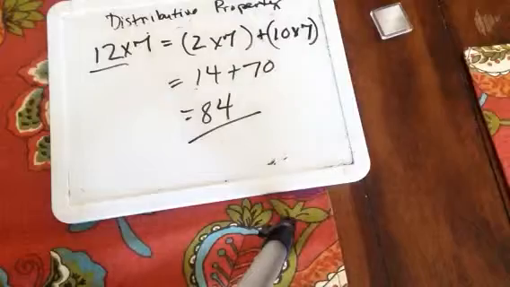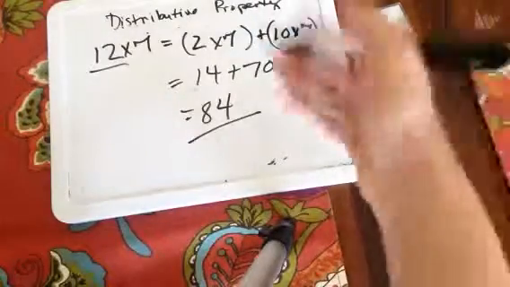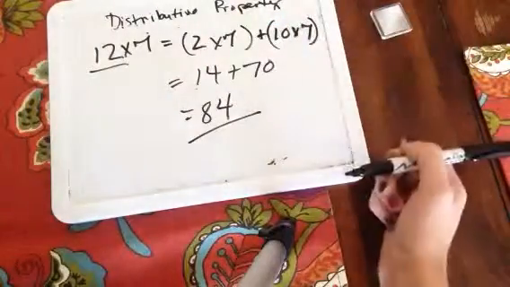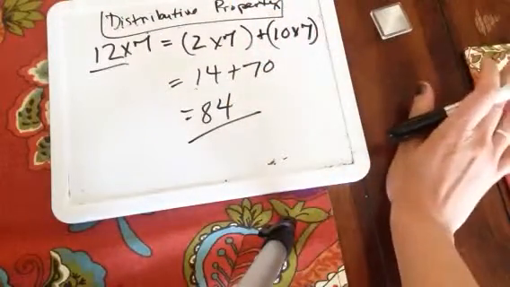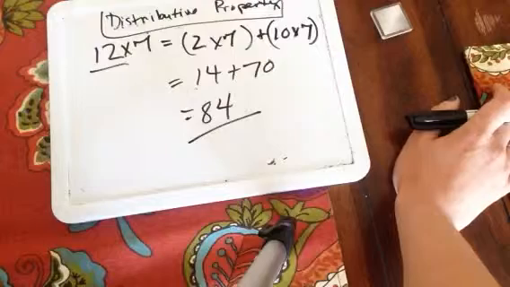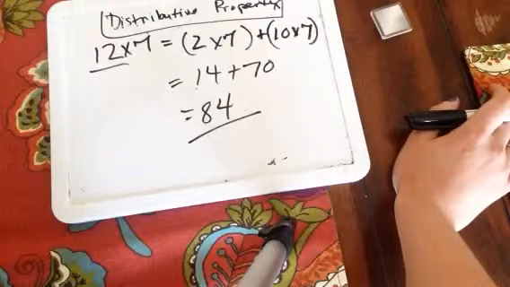So that number bond way is the same as what we were doing before. So you're seeing the distributive property many, many ways. Okay, there you go.